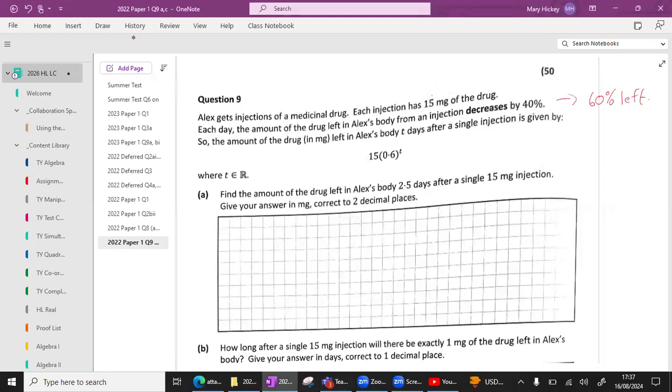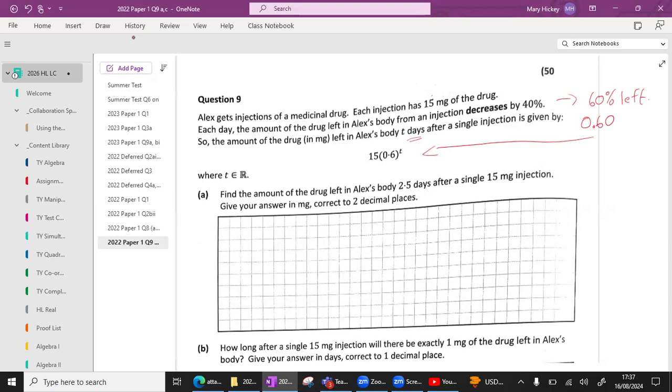And another way of writing 60% is 0.60 if you wish, or 0.6. So the amount of drug in milligrams left in Alex's body, T days, now the units are important, days, so not hours, not minutes, after a single injection is given by the following. So that explains why this is 0.6 in the question. It's because it's what is left in the body.